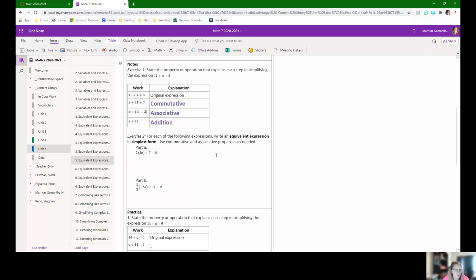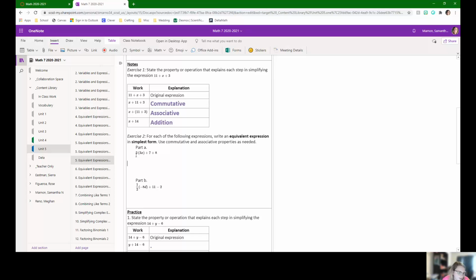So exercise 2, for each of the following expressions, write an equivalent expression in simplest form. Use commutative and associative properties as needed. So this is what we did the other day in class. So what can we do for this part A? Why don't you pause the video, see what you can work out using those 2 properties and rearranging this to put it in simplest form.